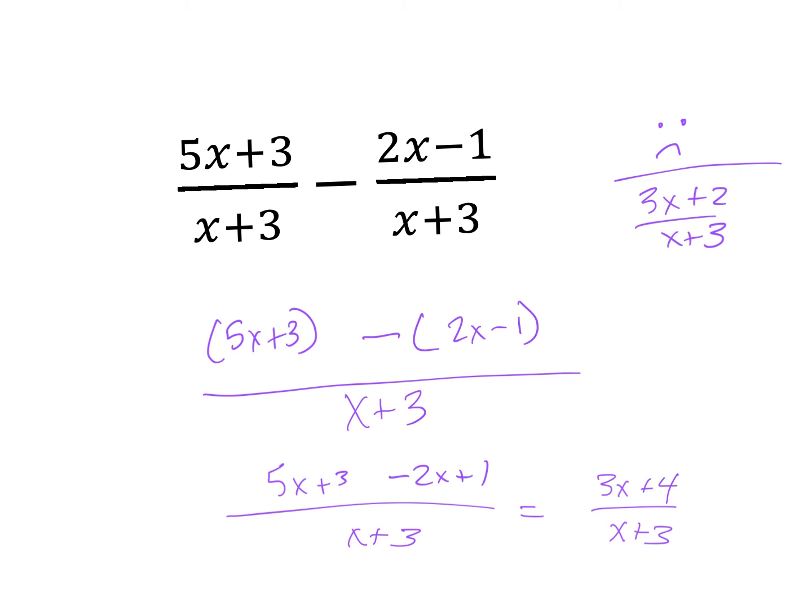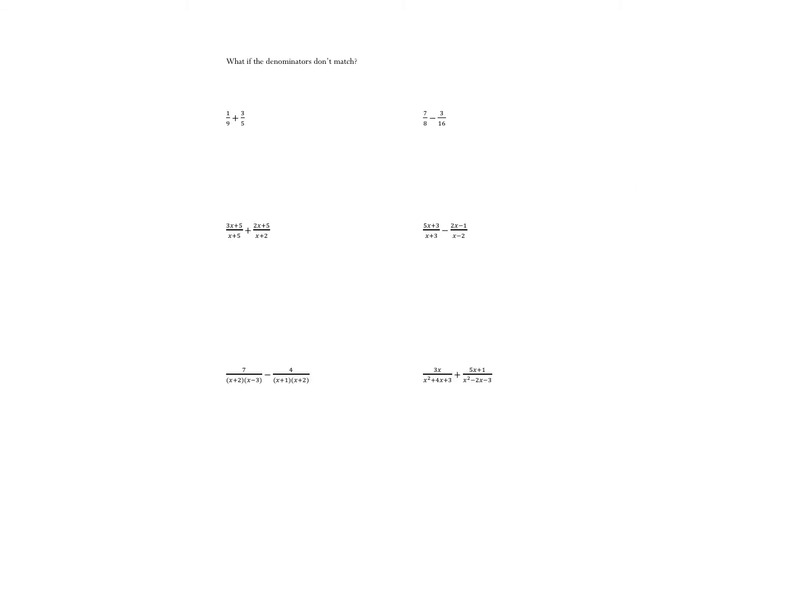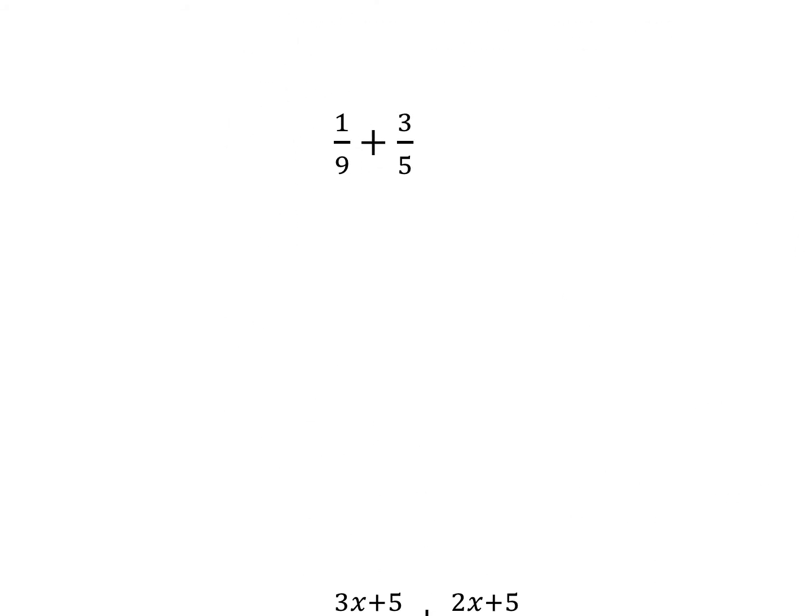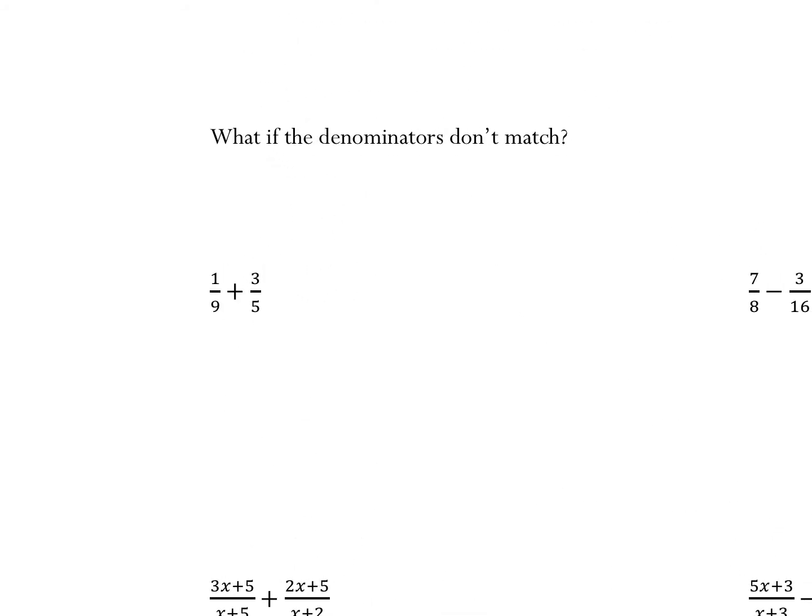We doing okay? All right. So every single question on the previous page, the denominators matched each other. What do we do when they don't match each other? Find the common denominator, or multiply. We do some stuff. Yeah, some stuff.